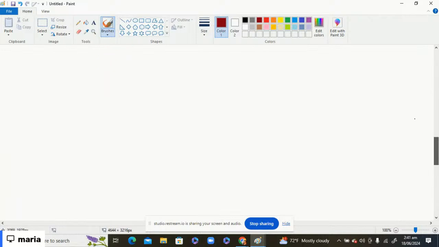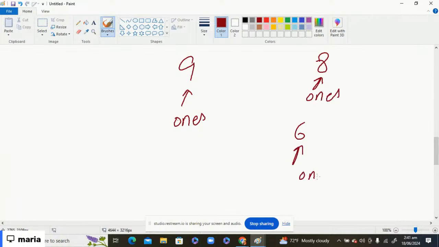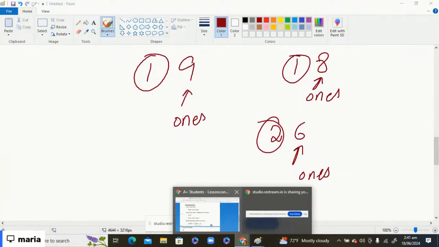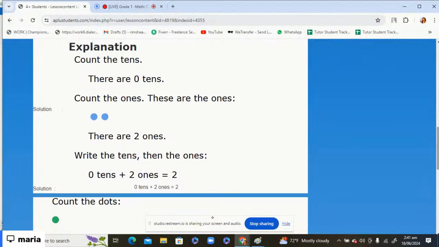For example, if I'm going to write 9, 8, 6, these are all ones. But when we put some digits with it, like this way, these are all tens place. Okay? So let's do a question.